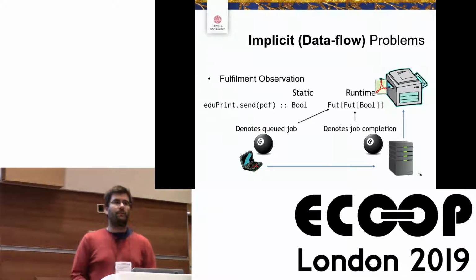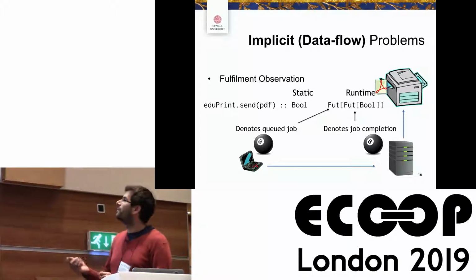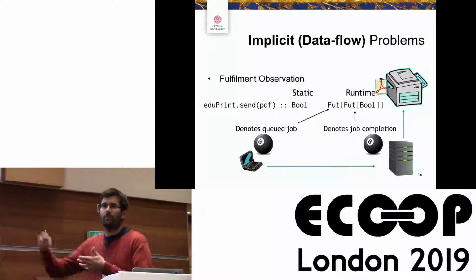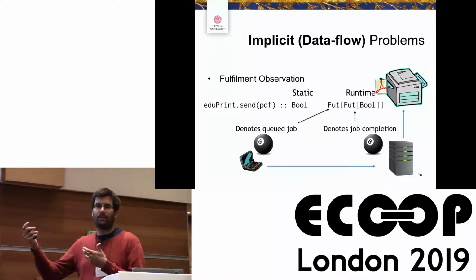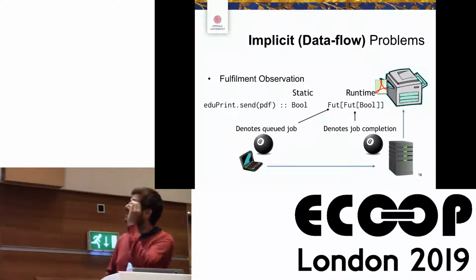We also identified the fulfillment observation problem. And this is what I mentioned briefly before. Because there's no future type, there's no way to check whether a job has been scheduled and then whether the job has been run and so on. Right? So this is something that is not possible to do with implicit futures.